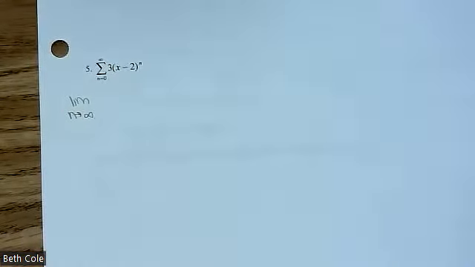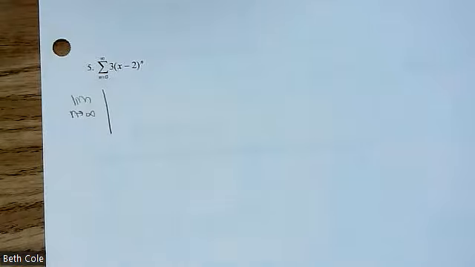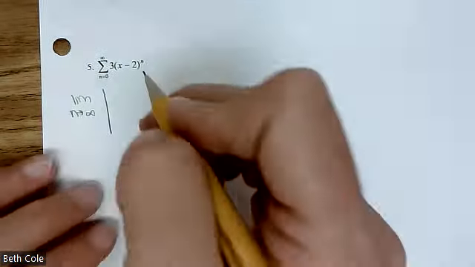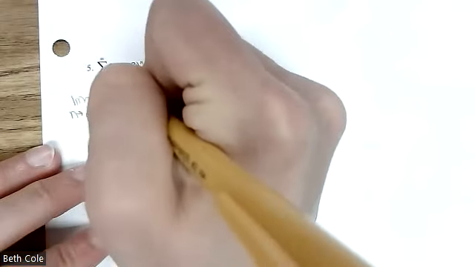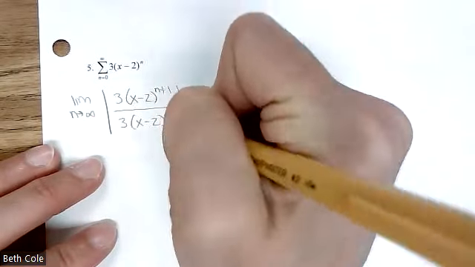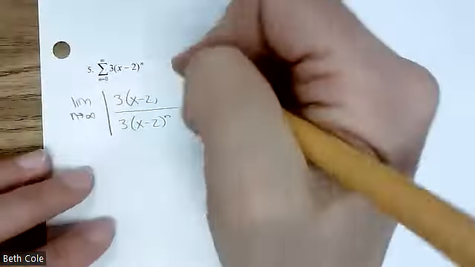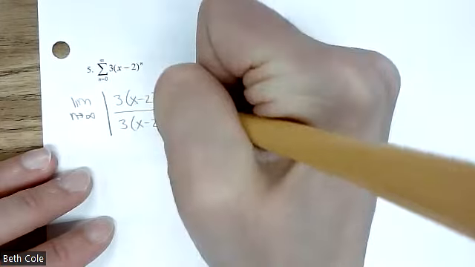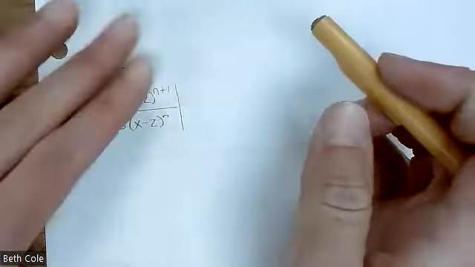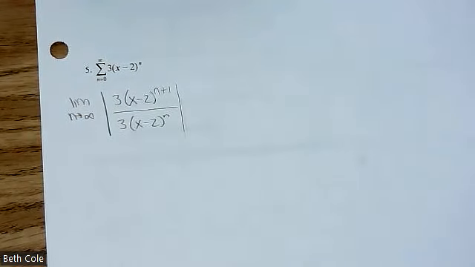So hang in there. Limit n goes to infinity, gigantic absolute value. So we're going to plug in n plus 1. This would be 3x minus 2 to the n plus 1, and then over the series itself. Sorry, that didn't look very pretty. I'm going to fix it. Now, normally you would reciprocate, but there's nothing to reciprocate because there wasn't a fraction. And then you would look for things that cancel. So that's the step that we're on.